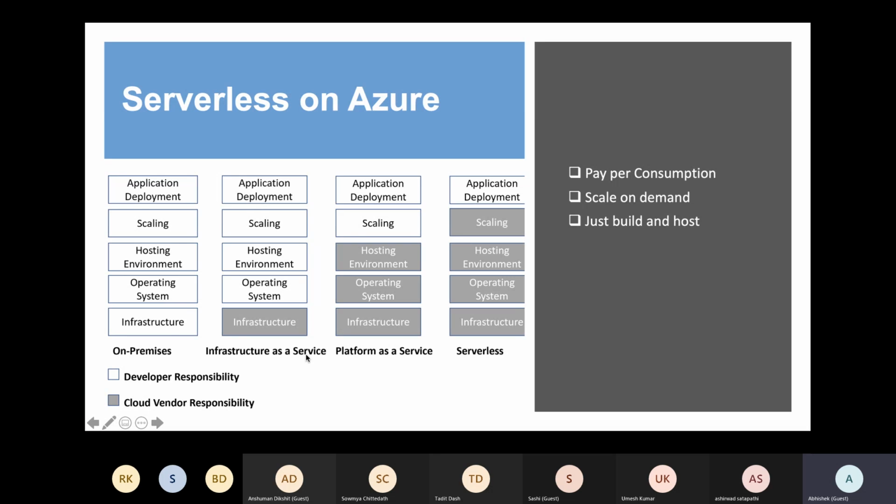When we come to infrastructure as a service, the infrastructure part is abstracted from the developer. So you need not worry about the infrastructure part. Your cloud vendor will take care of the infrastructure. For example, when you are creating a virtual machine, that virtual machine infrastructure is managed and handled by the cloud vendor. You don't have control over the infrastructure.